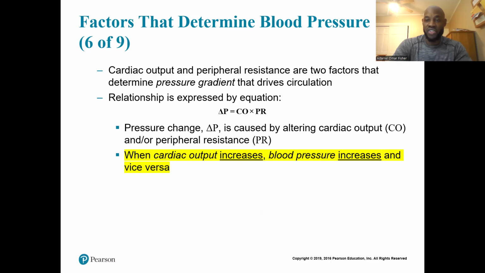So if we change the cardiac output, we change the pressure. If we change the peripheral resistance, we change the pressure. Cardiac output increases, blood pressure increases, and vice versa.